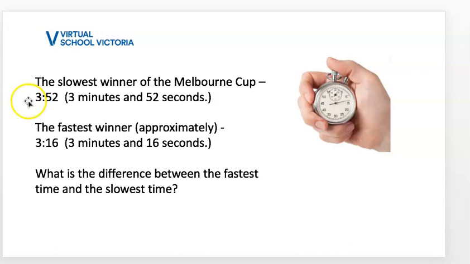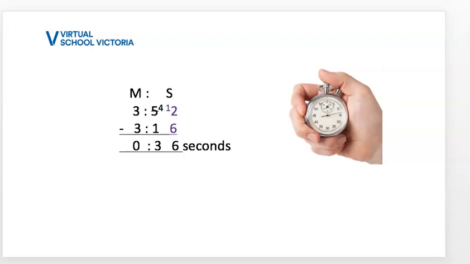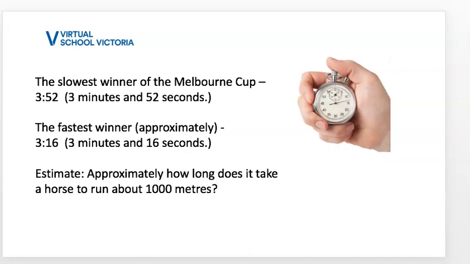Now, the Melbourne Cup is run usually in more than 3 minutes and less than 4. The slowest time recorded was 3 minutes and 52 seconds. The fastest time was 3 minutes and 16 seconds. What is the difference between the fastest time and the slowest time? Again, we start with a larger number to do the subtraction, and we do the smaller number. Most of us should be able to do that in our heads, but this is how we get 36 seconds from a subtraction.